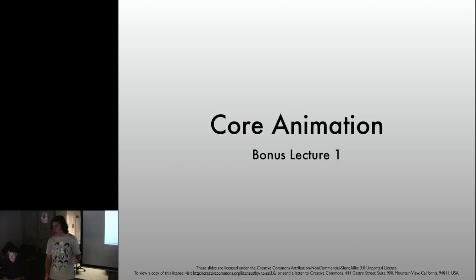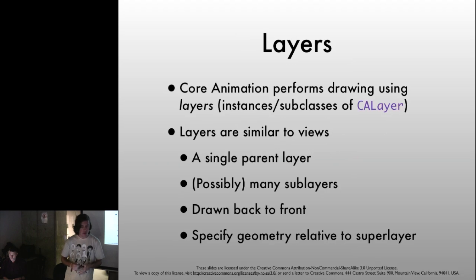Okay, so now I'm going to talk about Core Animation, which is the framework for doing animation and various compositing effects on Mac and iOS. Core Animation defines a notion of a layer, of class CALayer. And the idea is layers are very similar to views. They work almost the same. There's a hierarchy of layers, so each layer has a single parent layer. It has potentially many sub-layers, and they're drawn from back to front, so that the thing furthest back gets obscured by things that are drawn further forward.